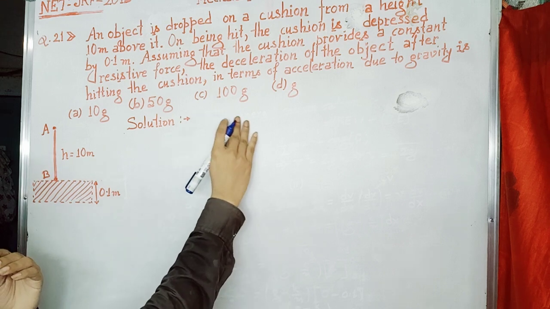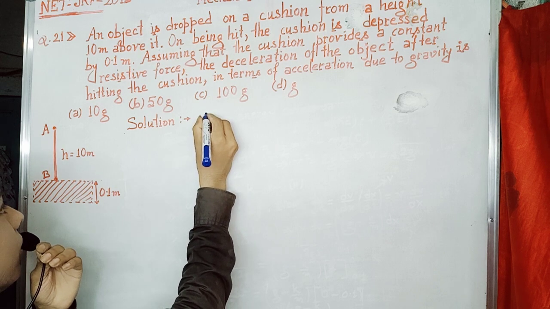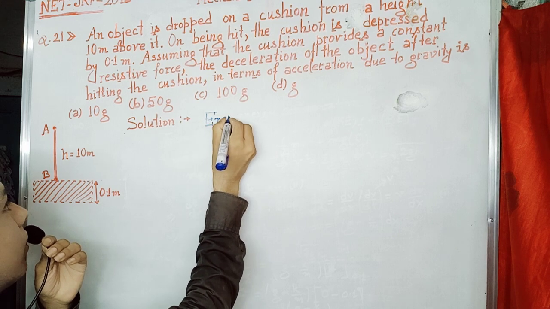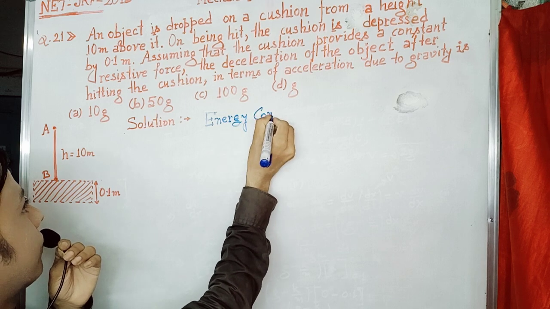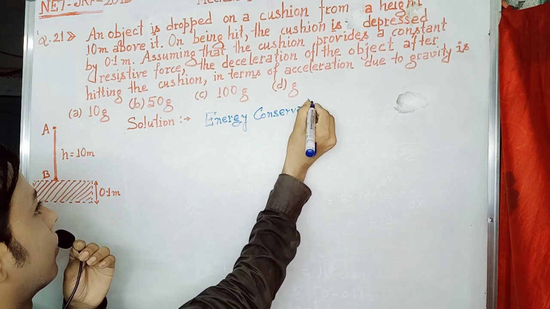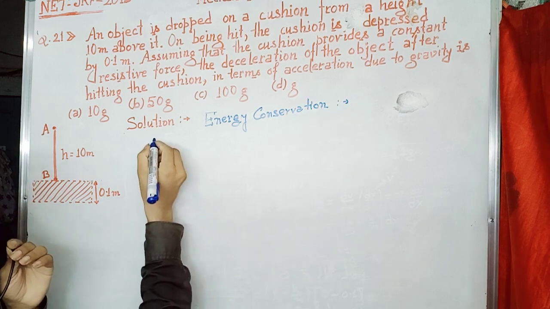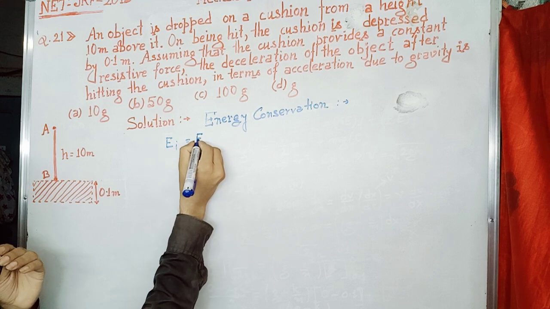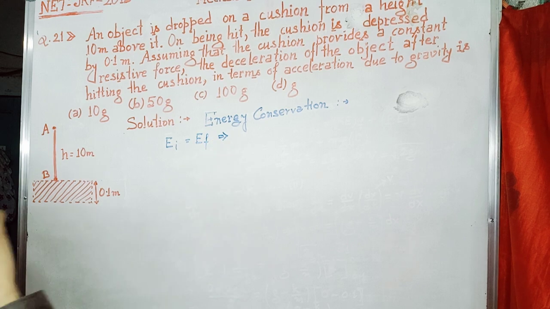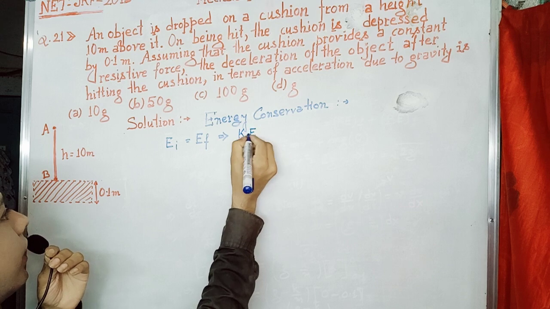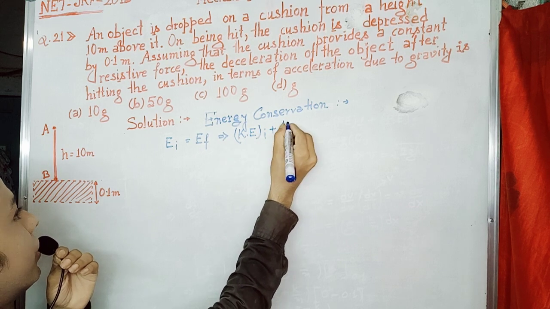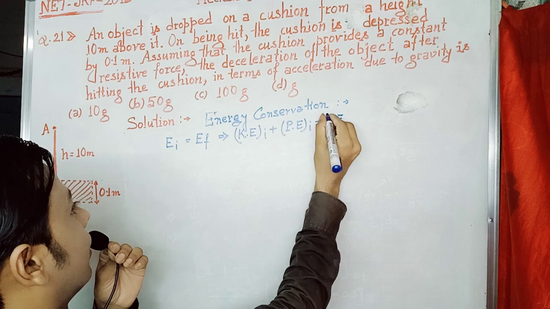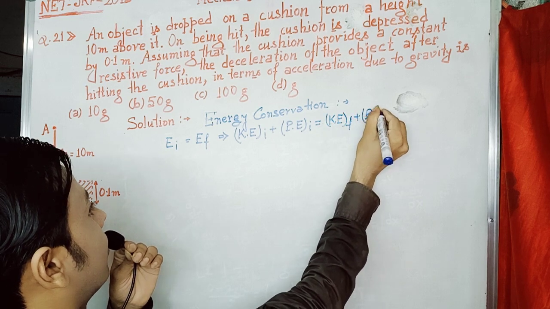So for solving this question, first we will apply the energy conservation principle. From the energy conservation principle, the total energy at the initial point, E_I, will be equal to the total energy at the final point, E_F, which gives us the initial kinetic energy plus initial potential energy equal to the kinetic energy at the final point plus the potential energy at the final point.